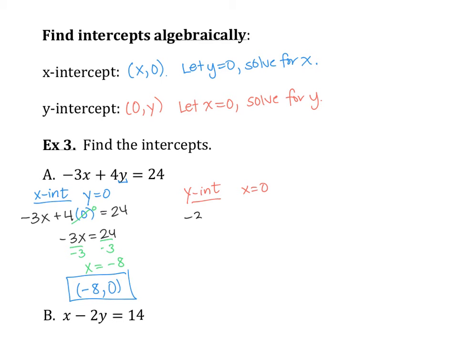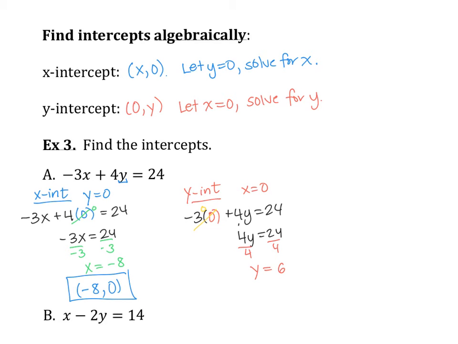Okay, so negative 3 times 0 plus 4y equals 24. Again, the nice thing is, if I do 3 times 0, that's 0. That's nothing. It kind of goes away. So then I just have 4y equals 24. I'm going to solve for y. I get y equals 6.